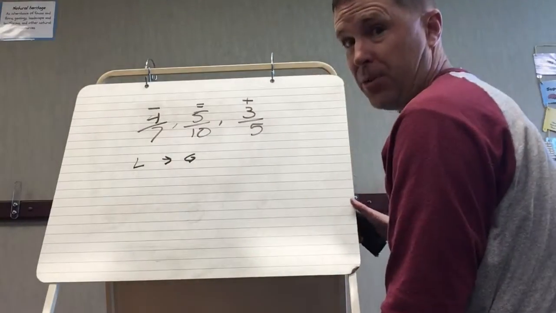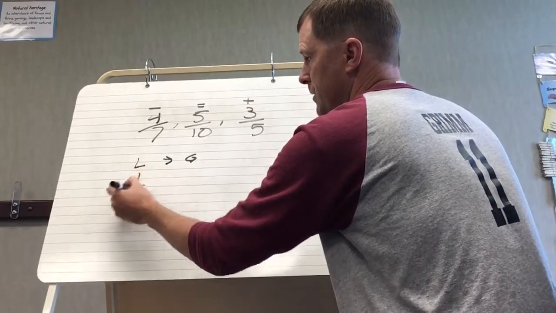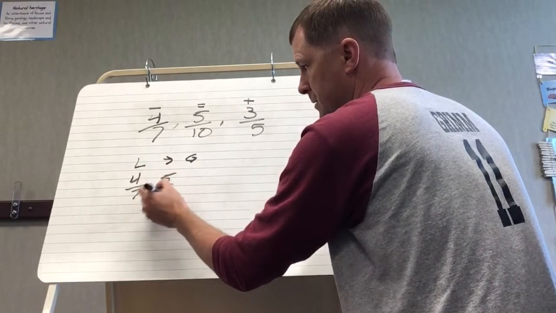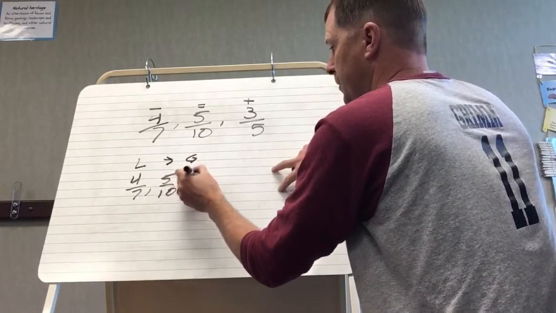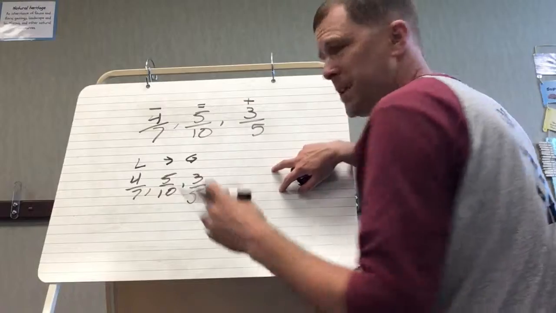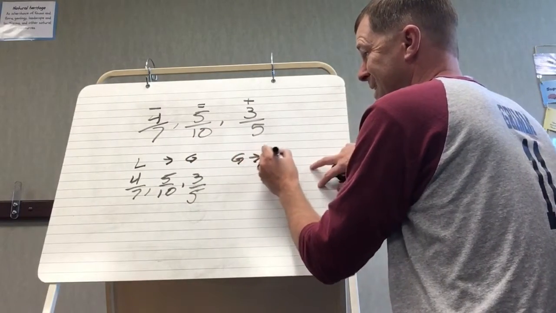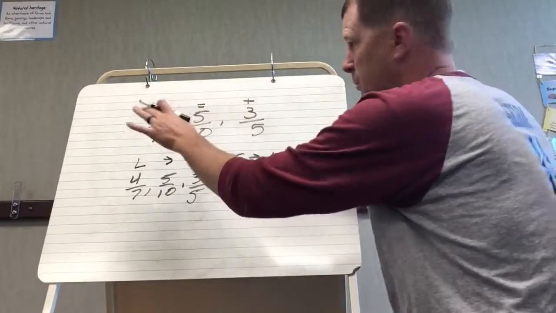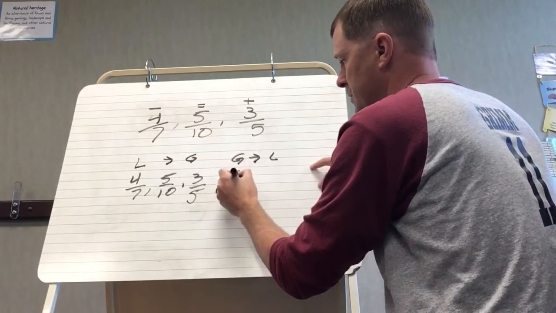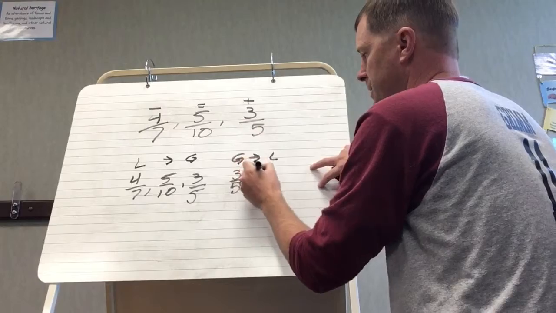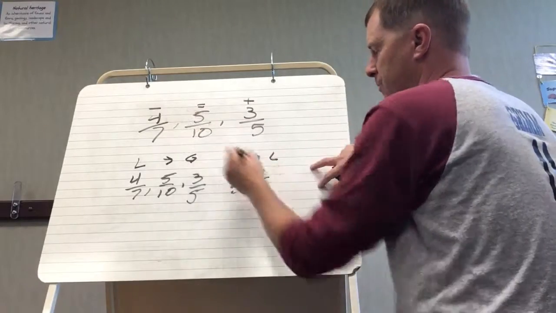So if we wanted to go from least to greatest, well, guess what? We already have it in that order. That's great. It's 4/7, 5/10, and then 3/5. What if we wanted to go from greatest to least? Well, we just work backwards. We got 3/5, then we'd have 5/10, then we have 4/7.